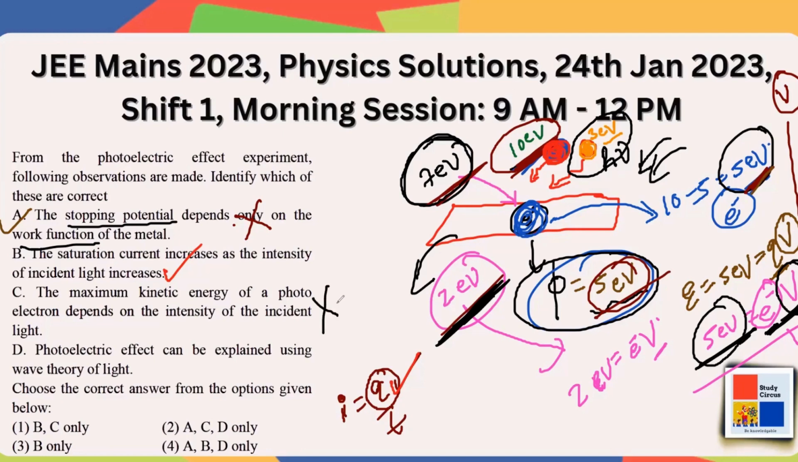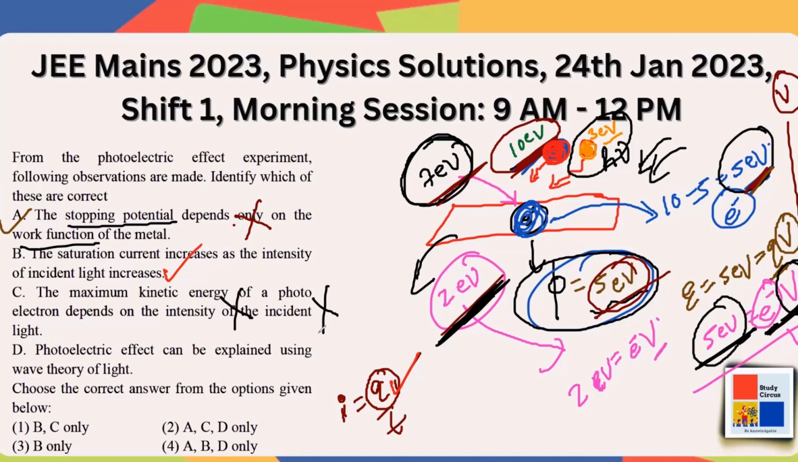The maximum kinetic energy of a photoelectron depends on the intensity of the incident light. This is not correct. Okay, it will depend on the energy of the photon with the maximum energy. Corresponding to that, we'll have an electron that has come out with the maximum energy left with it, right? So obviously option C here is not correct.